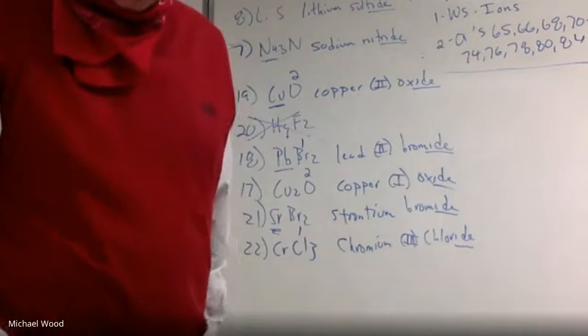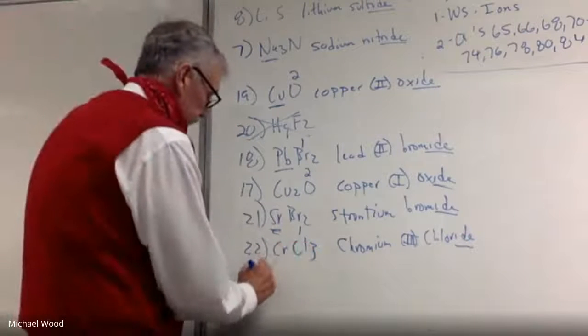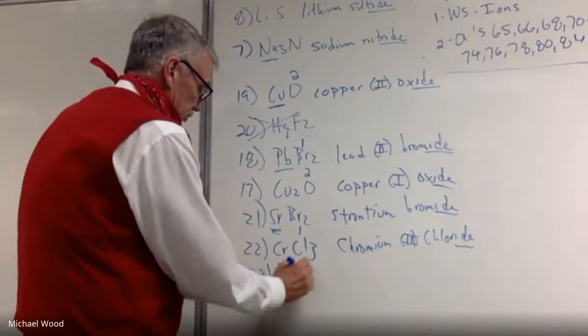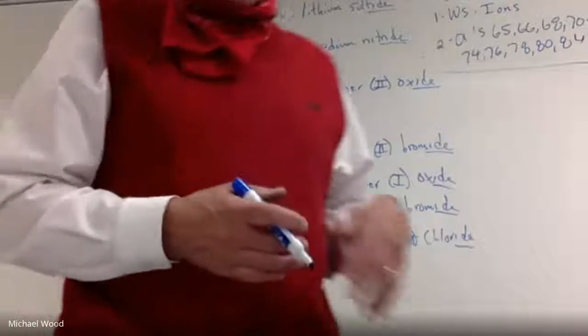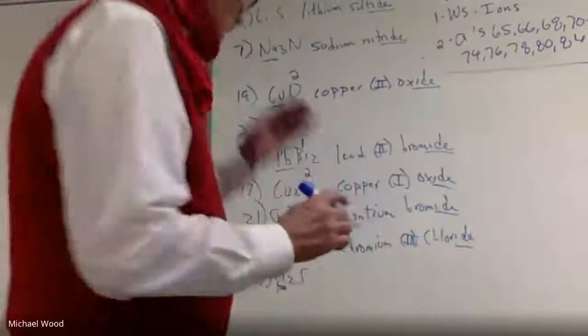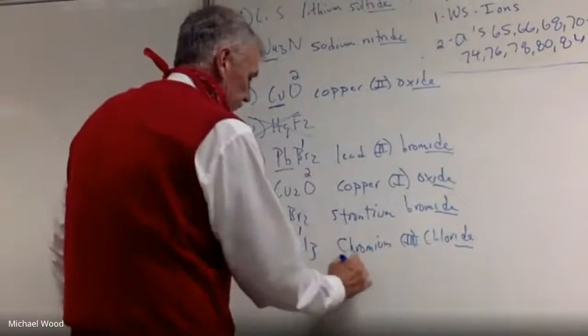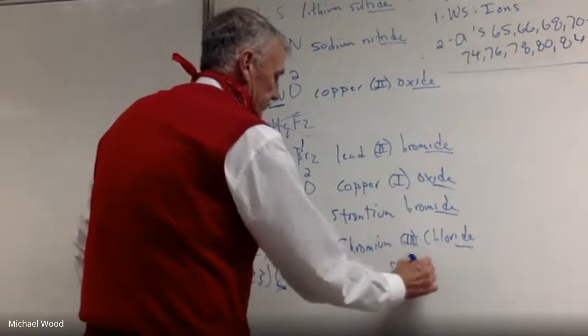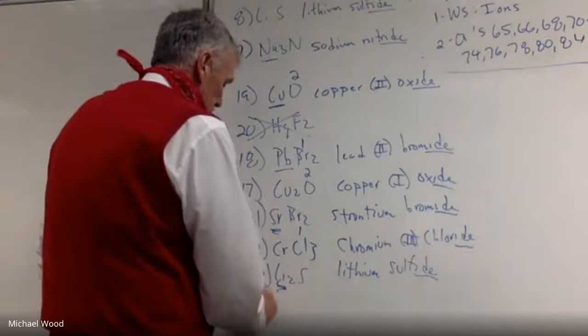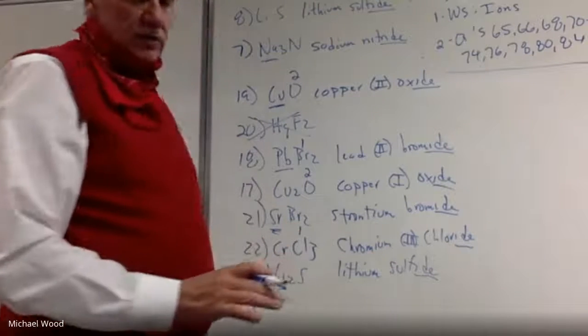Okay, let me just do a couple more. Okay, 23, Li2S. So again, if it's Roman numeral or not Roman numeral is based on the first element. Lithium is right up here. This is a type 1, so this is just the name. So this is lithium sulfide. Okay. No Roman numeral, just a type 1.